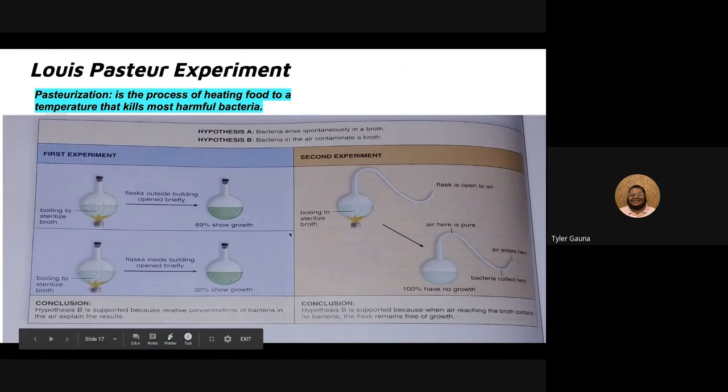Now let's talk about the two conclusions. Hypothesis B is supported because the relative concentration of bacteria in the air explains these results. Let's go to the next one. Hypothesis B is supported because when air reaching the broth contains no bacteria, the flask remains free of growth.